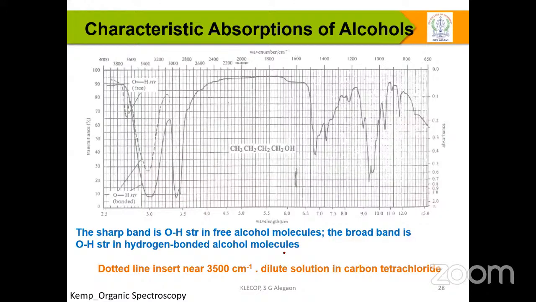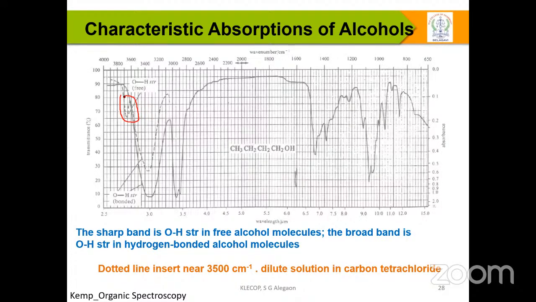Look at this, one simple butanol. If I want to distinguish bonded and free, I have to take this in carbon tetrachloride or in a very dilute solution, sometimes in chloroform also, but it gives a better result in carbon tetrachloride. You can see the dotted sharp peak at somewhere around 3600. So this can differentiate between bonded and non-bonded.